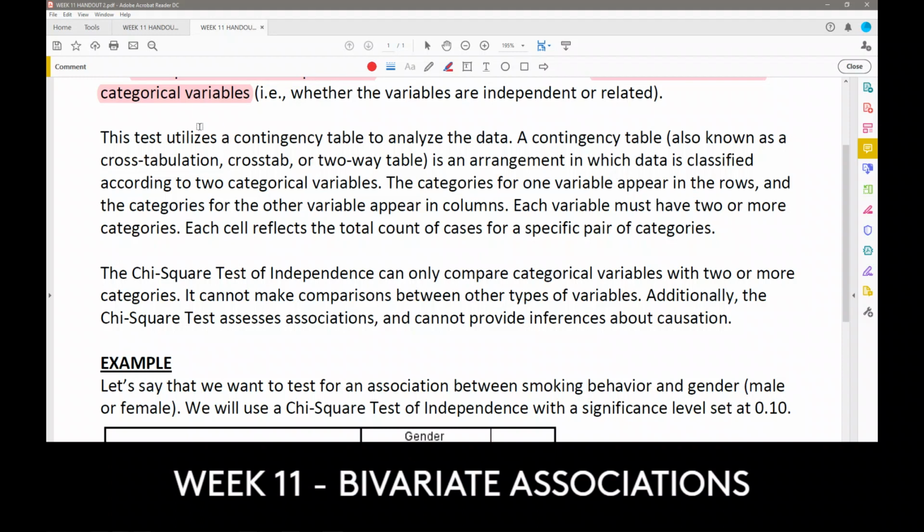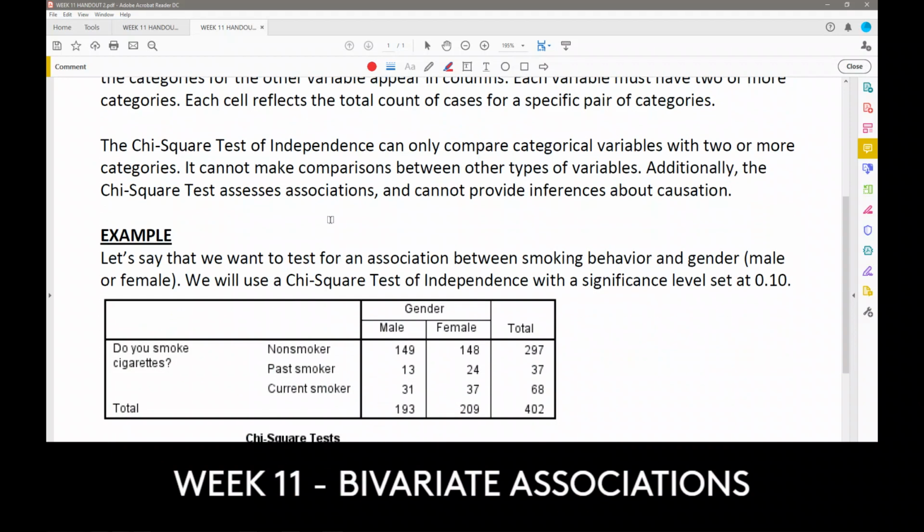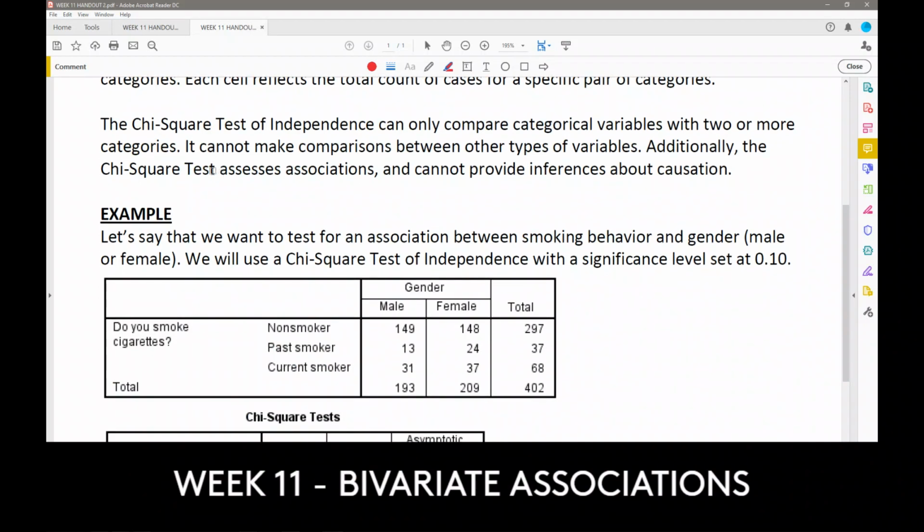Now the test utilizes a contingency table, which is a crosstab, and it arranges the data in the same way as we learned before. What I want you to remember about the chi-square test of independence is that it can only compare categorical variables that have two or more categories. That is all a chi-square test can assess. It does not make comparisons between other types of variables.